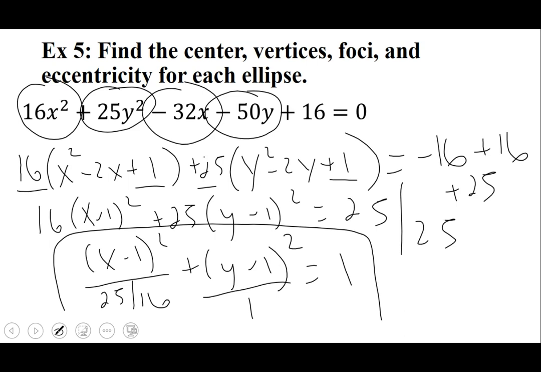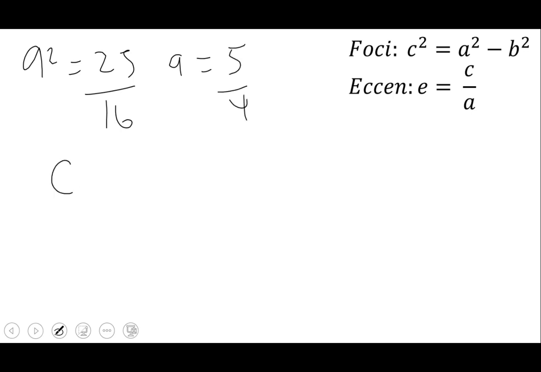Again, look at the two denominators. Hopefully you realize that 25/16 is larger than 1. So that's how I know that this is going to be an ellipse that goes from left to right. Again, a little bit on that next screen here, just to get a little more room. So a squared is the larger value, which is 25/16. That means that a is equal to 5/4. The center, if I look back to my previous screen, remember it's opposite x, opposite y. So the center is (1, 1).